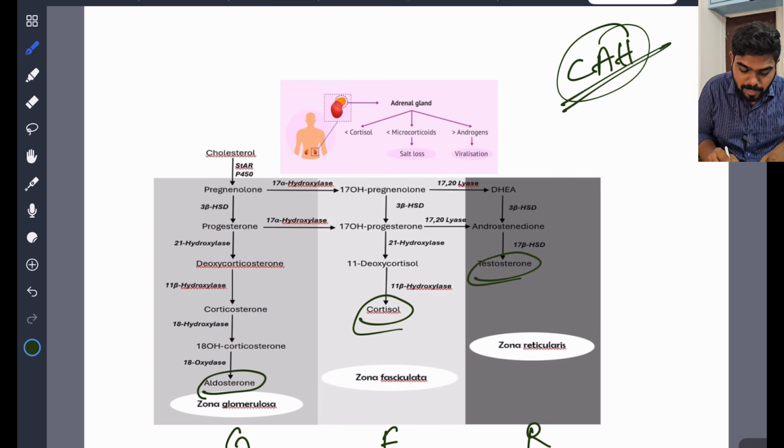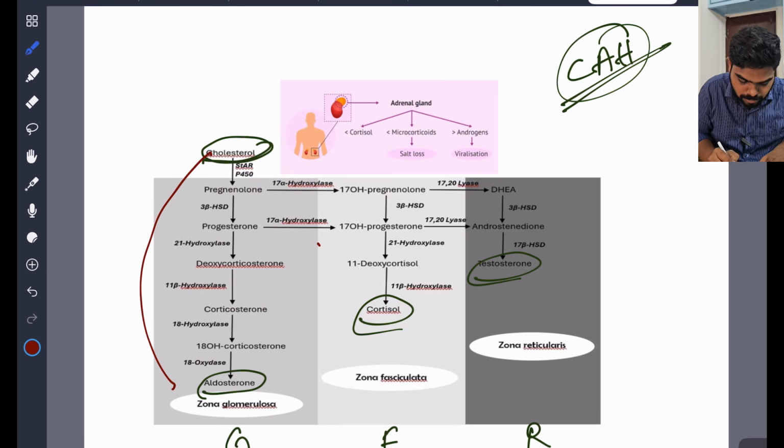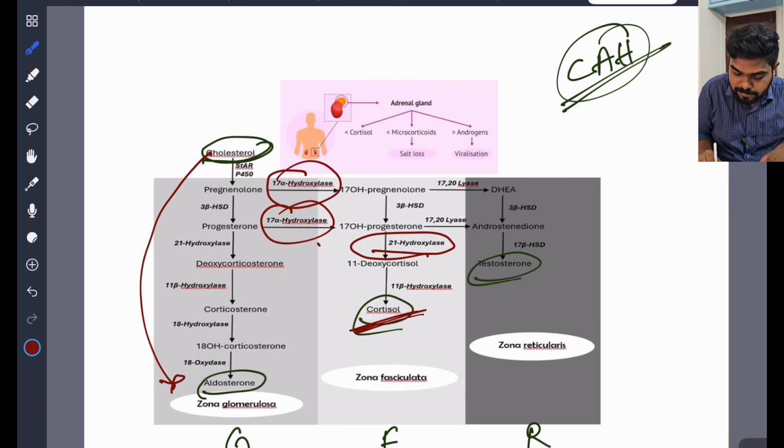Okay. So how this is happening: from cholesterol, which is the basic precursor, to aldosterone. Then from here, 17 alpha hydroxylase, which is essential, will convert here, and it is needed for cortisol synthesis. So here 21 hydroxylase, which is very important, is needed for preparation of cortisol. And you can see 17 beta HSD, it is important for testosterone. So 17 alpha hydroxylase, 17 beta HSD, these are important. You can see here. Okay, 11 beta hydroxylase is also very important for preparation of aldosterone.